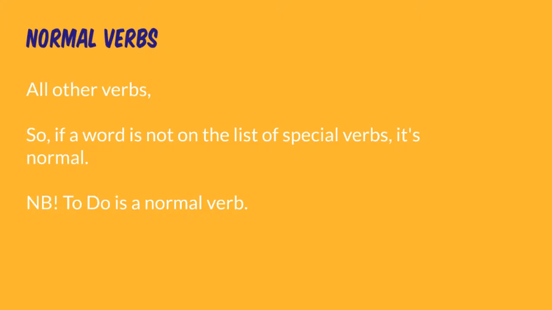Well, first of all, let's carry on with normal verbs. What are then the normal verbs? Normal verbs are all other verbs. So if a word is not on the list of special verbs, it's normal. And most notably, because that's the most confusing one, to do is a normal verb. It was not on the list.